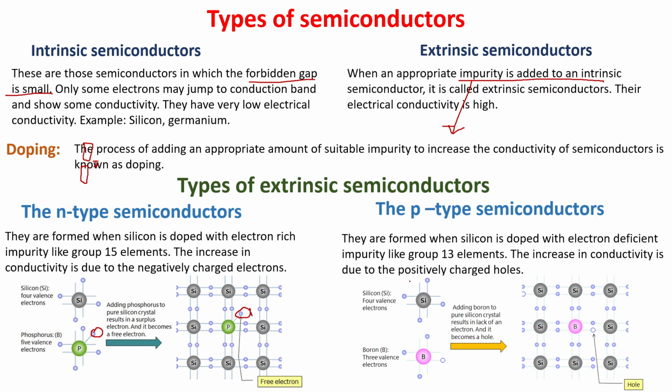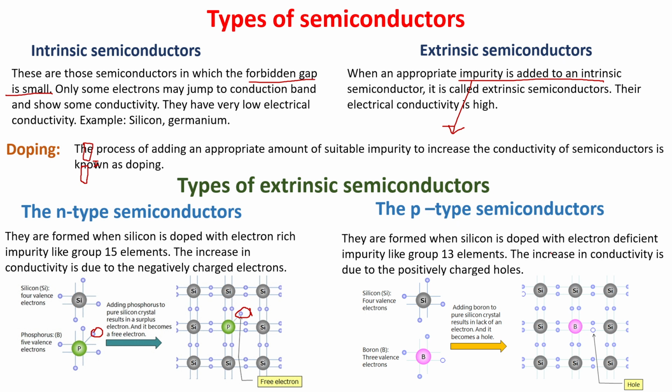While in the case of P type semiconductors, these are formed when silicon is doped with an electron deficient group. So you might be thinking, if the movement of electrons is basically defining the conductivity, then how come, if we are providing one less electron, fewer electrons will cause an increase in the conductivity?